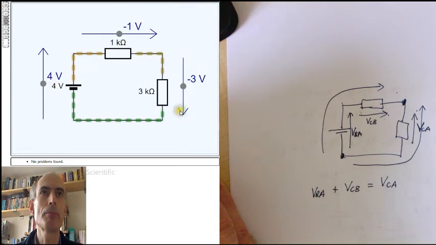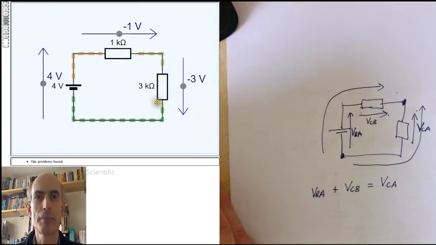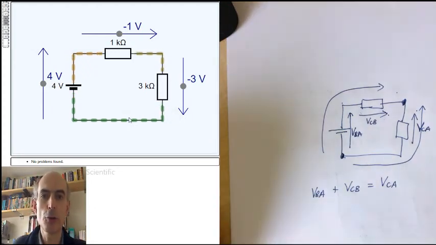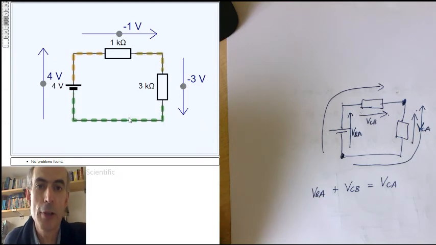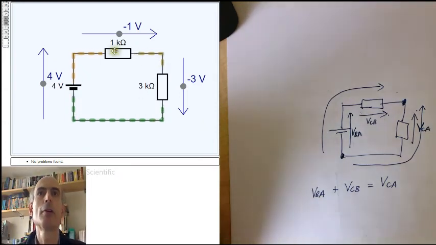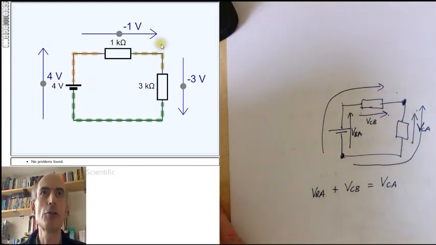Going down this way, the voltage across this component is minus 3 volts. The voltage here minus the voltage here is minus 3 volts. And the sum of these voltages around this closed loop is 0. 4 minus 1 minus 3, 0. And Kirchhoff's voltage law says that that is what happens in circuits. The total of the voltages across and around a closed loop is always 0.